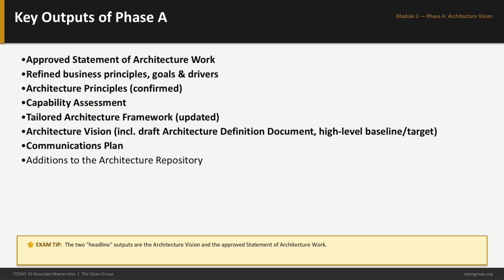That's a long list, but if you remember just the two headline outputs, the architecture vision and the approved statement of architecture work, you'll have the most tested ones covered.